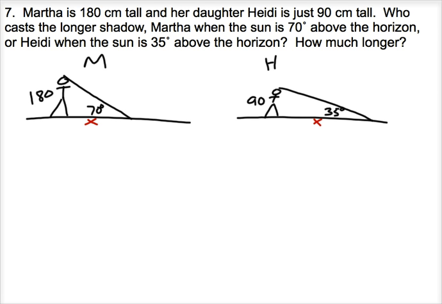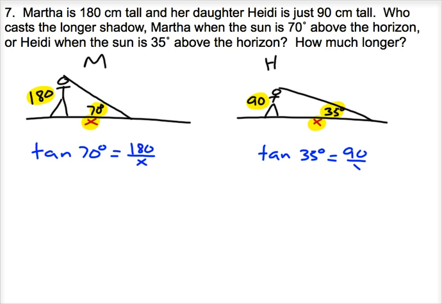And I notice for each of these, for my angle, I have the opposite and the adjacent. So both of these are going to be tangent problems. So over on the left, I'm going to get tangent of 70 degrees equals opposite over adjacent, 180 over x. And I'm also going to get a tangent for the one on the right. The tangent of a 35 degree angle equals opposite over adjacent, which is 90 over x.